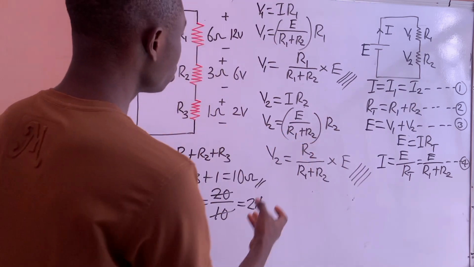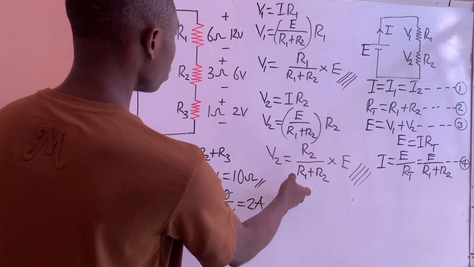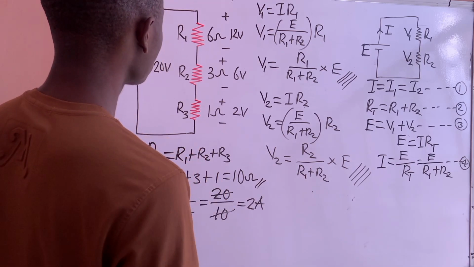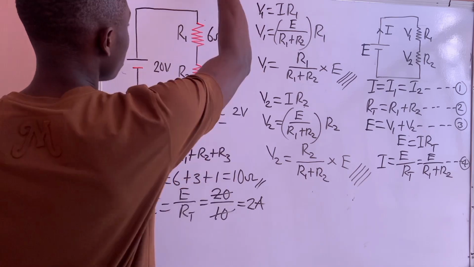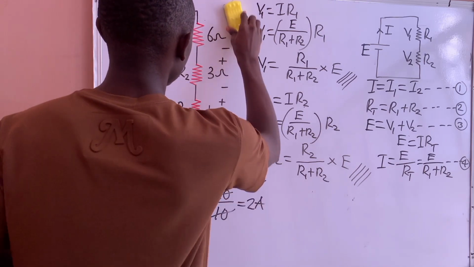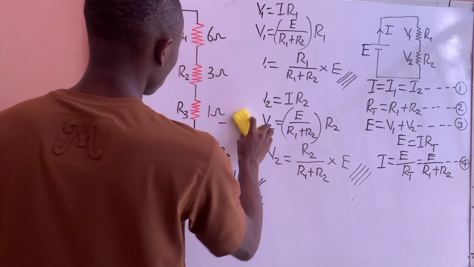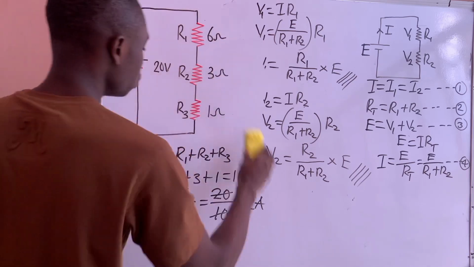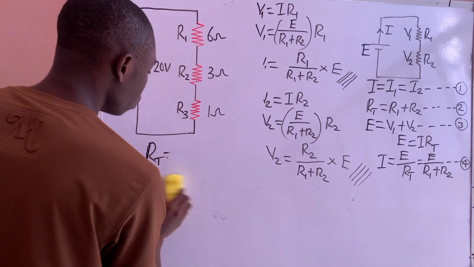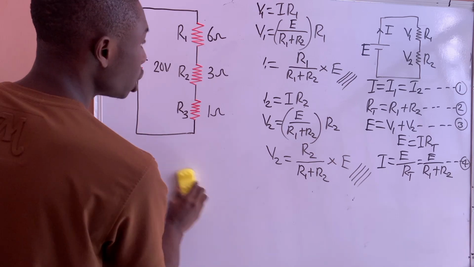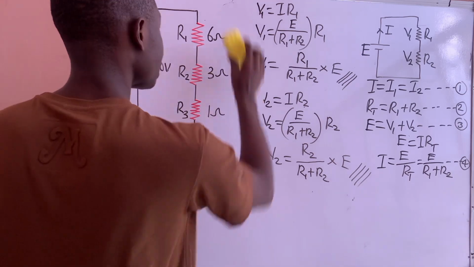So now let us use this formula to find the voltage drop across this circuit. Let us delete all these other words. Answer that we got from Ohm's law. Now we will use the voltage divider rule to find the voltage drop in this circuit.